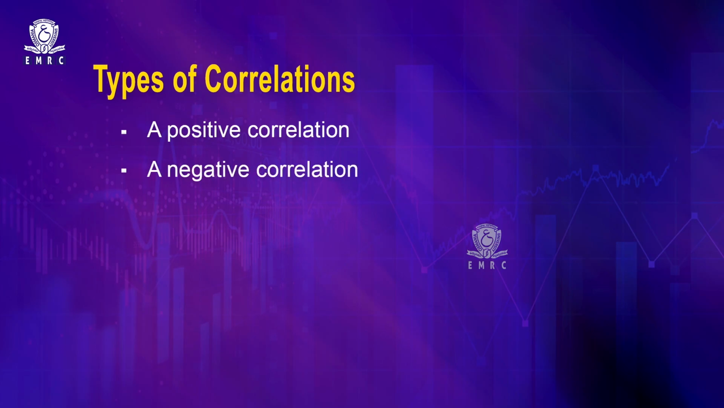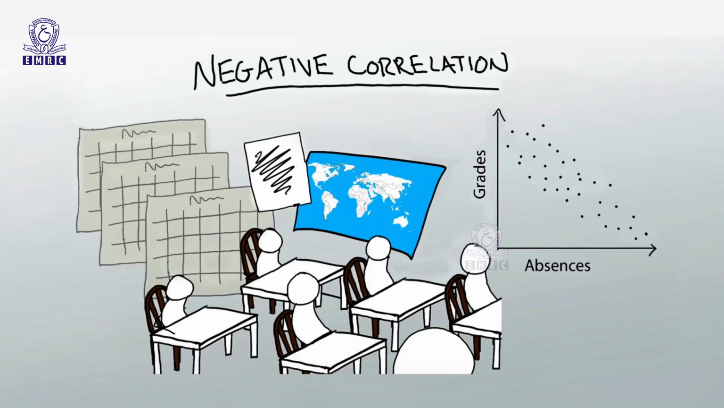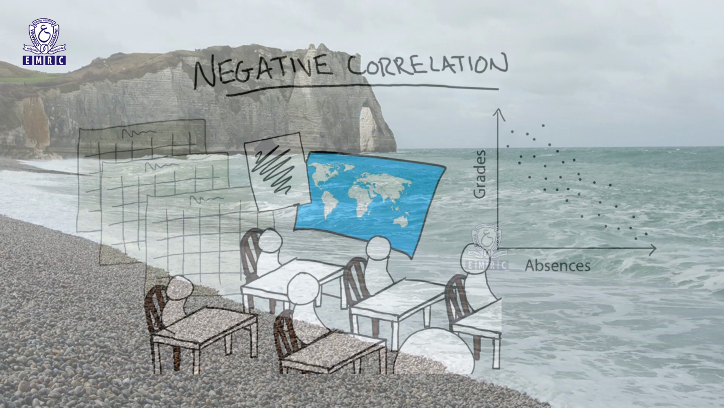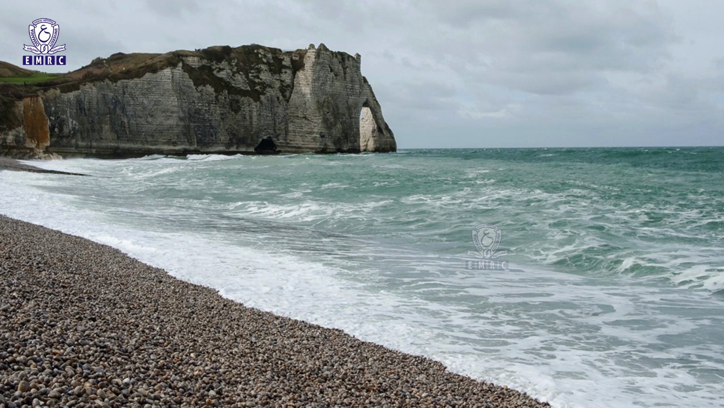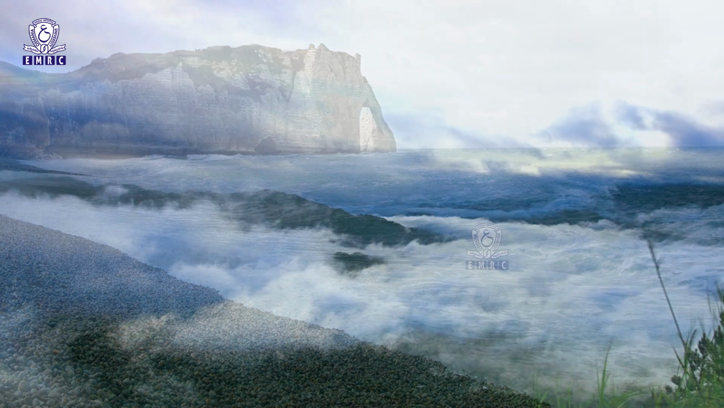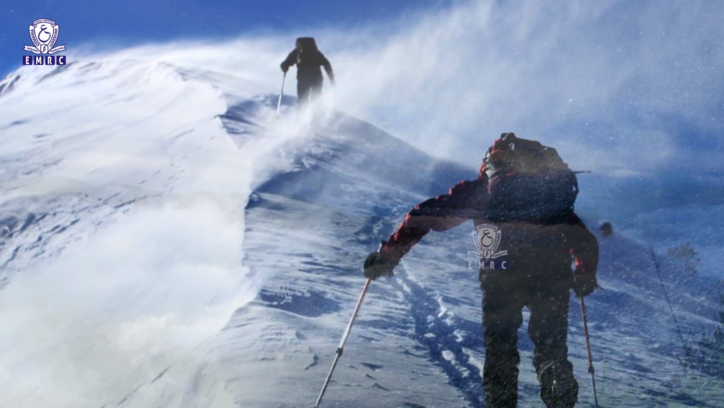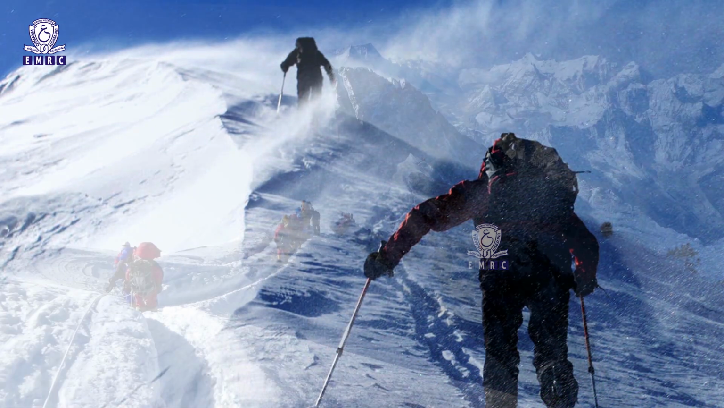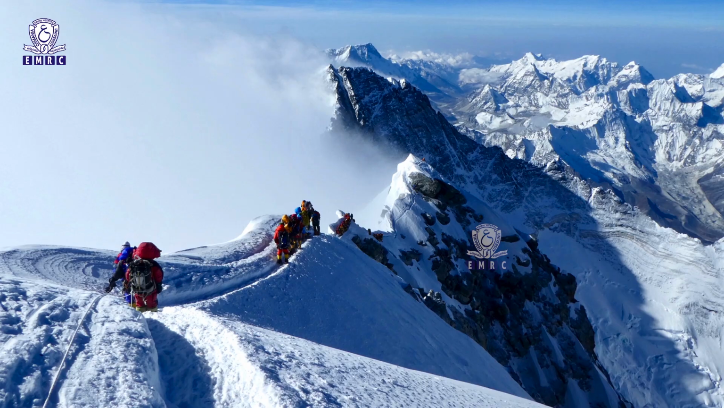A negative correlation is a relationship between two variables in which an increase in one variable is associated with a decrease in the other. An example of a negative correlation would be height above sea level and temperature. As you climb a mountain, increasing in height, it gets colder, thus a decrease in temperature.